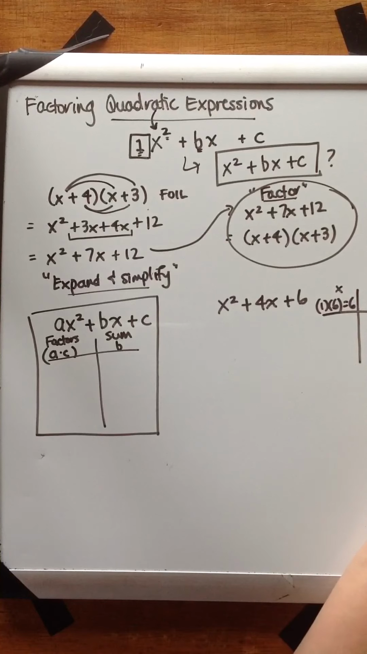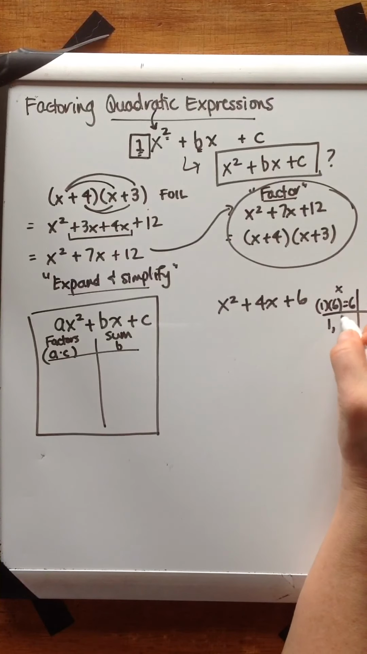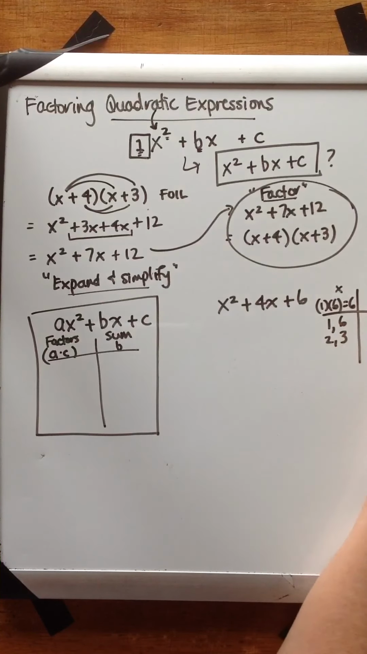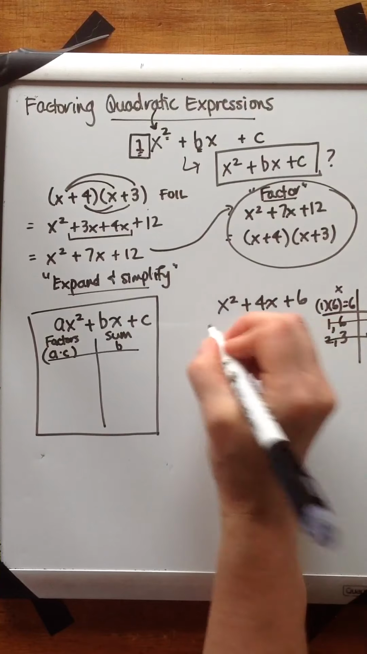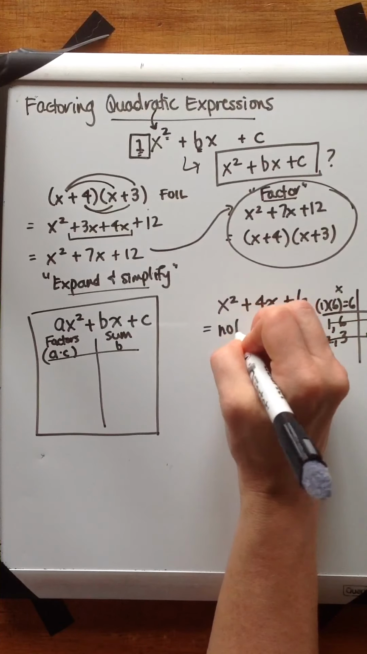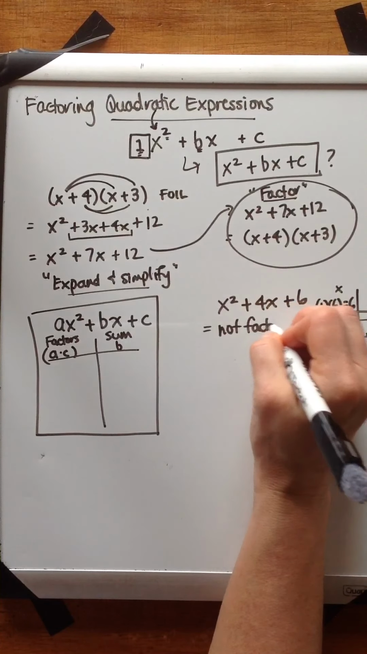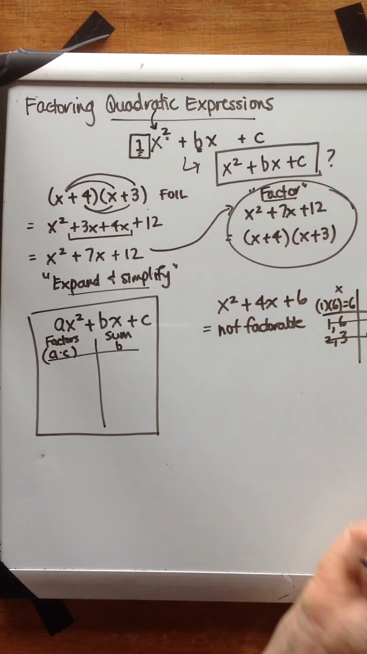So what are some things that multiply to give 6? Well, I can do 1 and 6, I can do 2 and 3, I could do 3 and 2, but that's the same. So what are the sums of these pairs of factors? Well, 1 plus 6 is 7, and 2 plus 3 is 5. So that means that there aren't any terms that meet these criteria, and we could say that this is not factorable. Okay, and it's that simple.